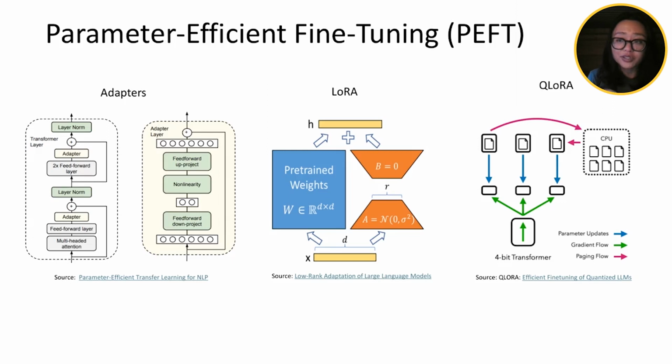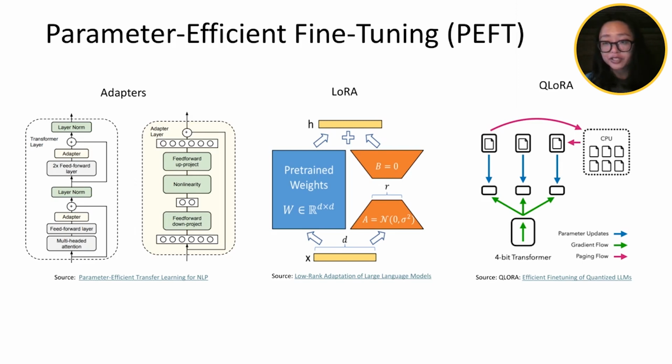The next category is adapter, and adapter is similar to prompt tuning. Instead of just tuning the prompt, you actually add adapter layers into standard transformer architectures. You could see it here, for example, two adapter layers are now added between the feed-forward and the layer norms.